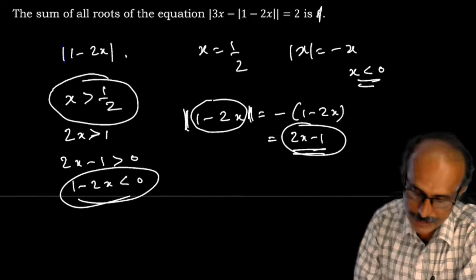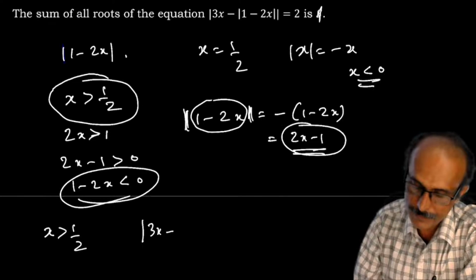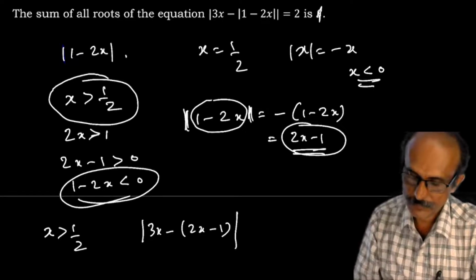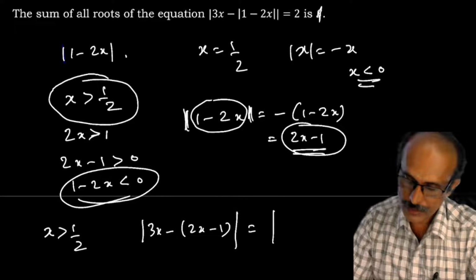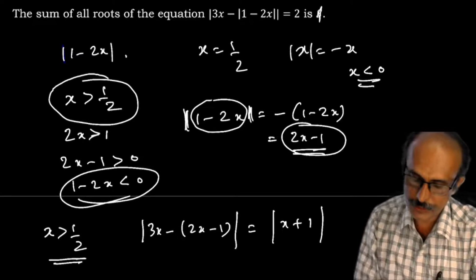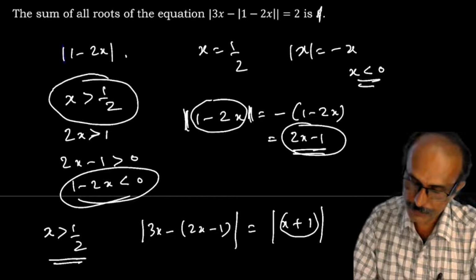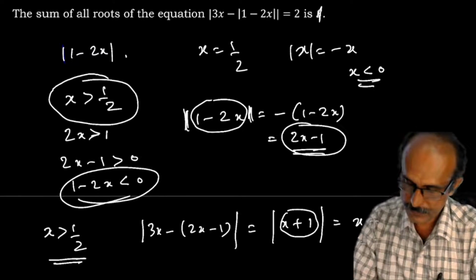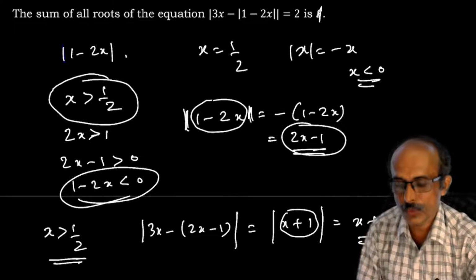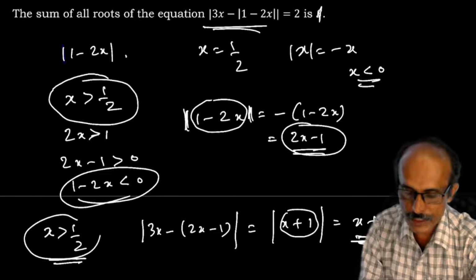That means if x is greater than half, I am having the left hand side as mod of 3x minus (2x minus 1), right? That simplifies to mod of 3x minus 2x plus 1, which is x plus 1, and x is already positive, not only positive, it is greater than half, so x plus 1 is also positive, so this should be equal to x plus 1. So we made an analysis to observe that the left hand side is actually equal to x plus 1 for these values.